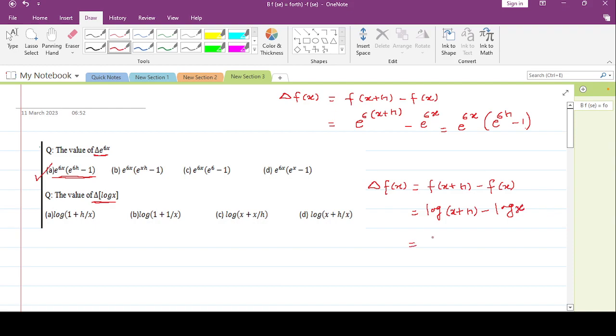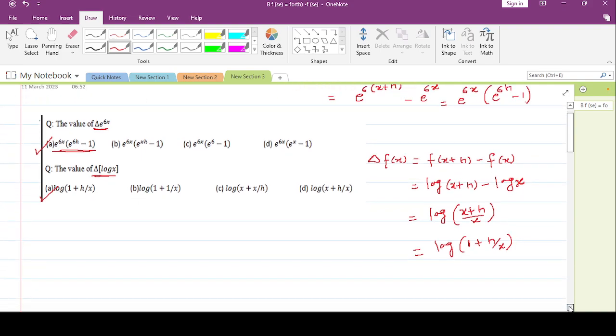So what is the log m minus log n rule? It is log of m upon n. Okay, so this is log of x plus h by x, x cancels, so it is log of 1 plus h by x. So which option is correct? This A option is correct for this problem. Okay, now see the next problem.